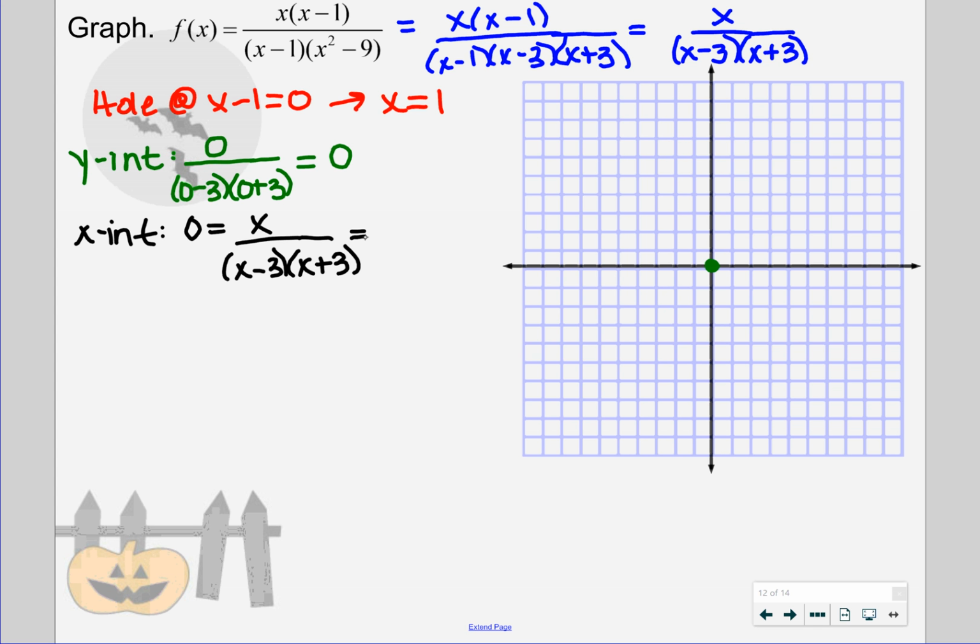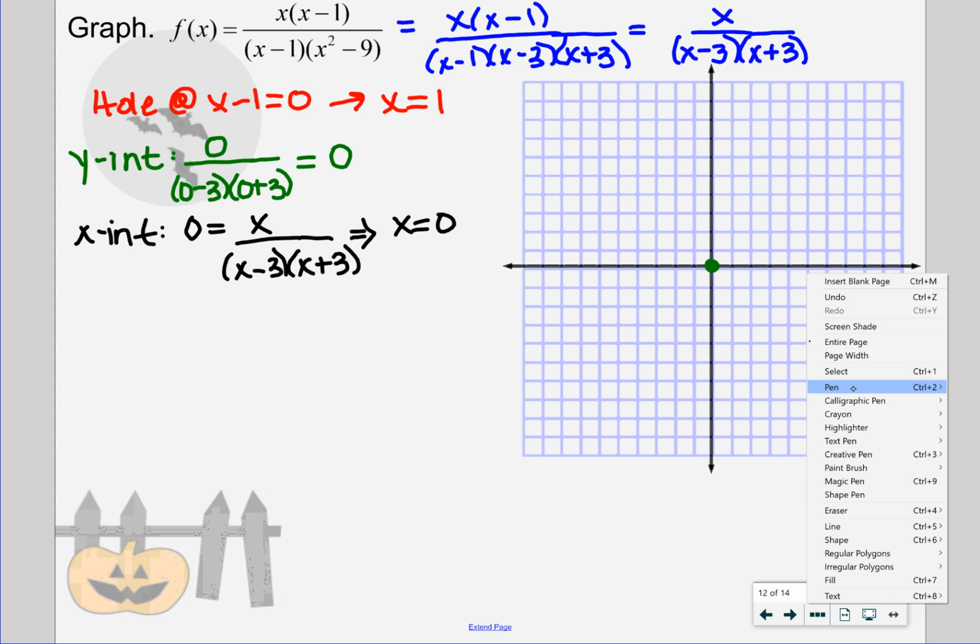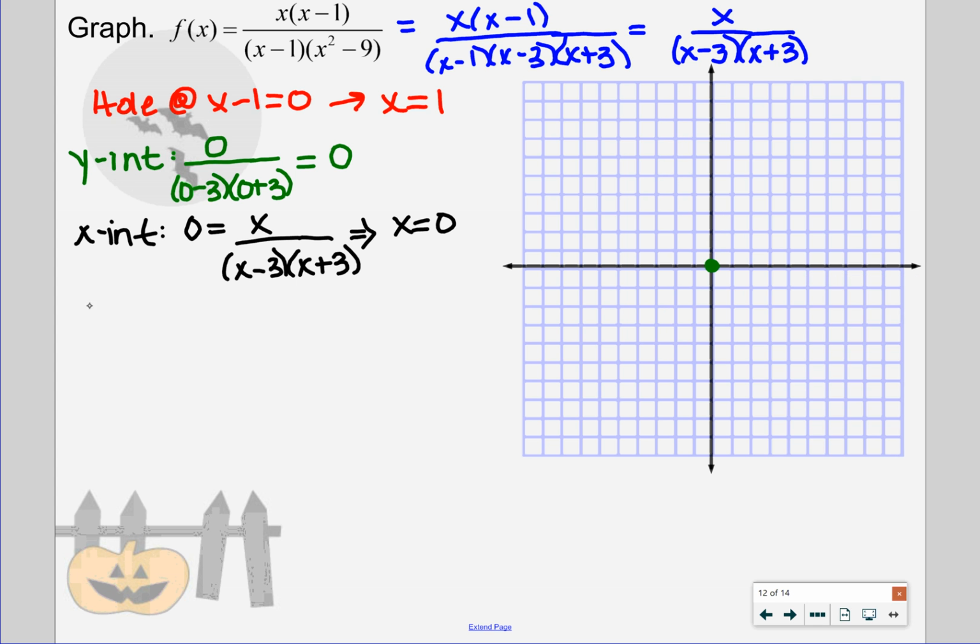And so for this one, if I set my numerator equal to 0, I get x equals 0, which is not a shock because I already had that point at the origin. Okay, but maybe that would give us some other ones for different problems. All right, now review from yesterday. Vertical asymptotes occur where your denominator is equal to 0. Well, my denominator is already factored as (x minus 3)(x plus 3), so what are the vertical asymptotes?